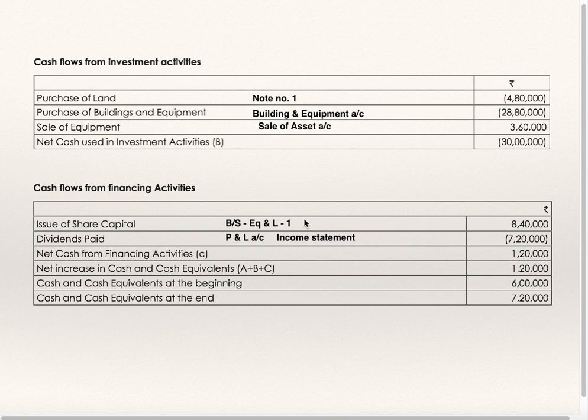Cash flow from financing activities, issue of capital, go to balance sheet, equity and liabilities. Closing balance of share capital minus opening balance of share capital is shares issued. Cash has been received, inflow written in positive. Dividends paid, it is given in income statement. I have already discussed about this, 7 lakhs 20,000. Net cash from financing activities is 1 lakh 20,000.